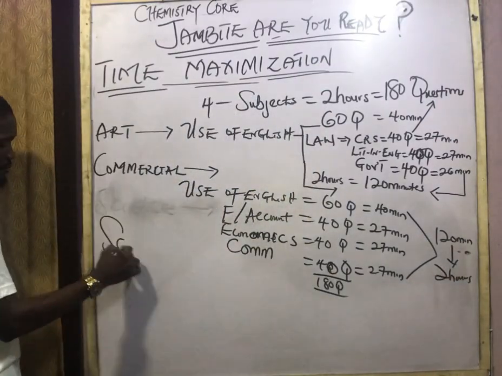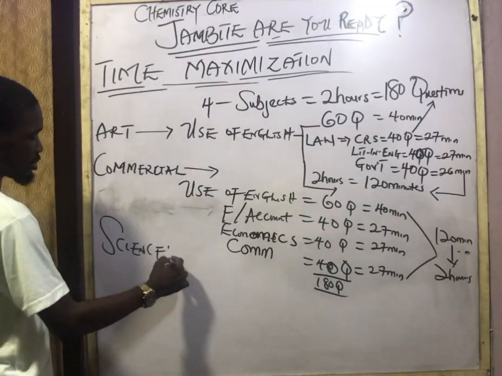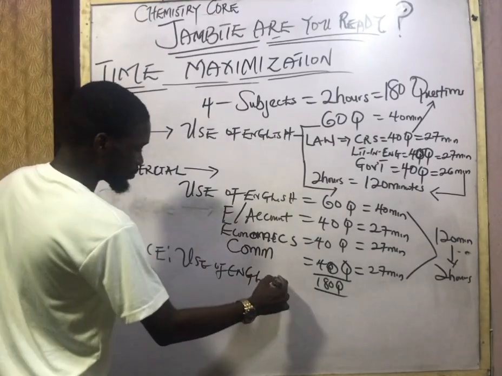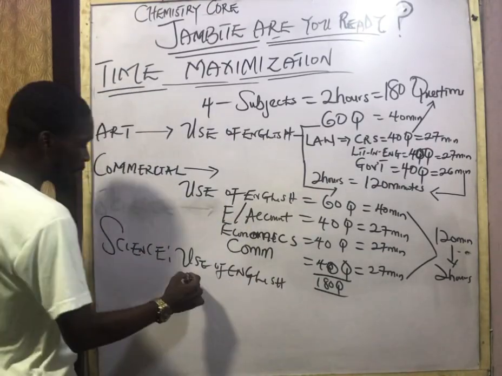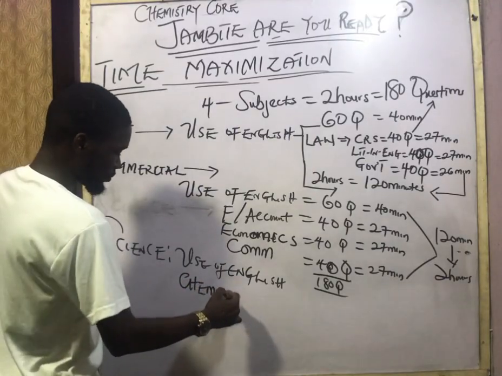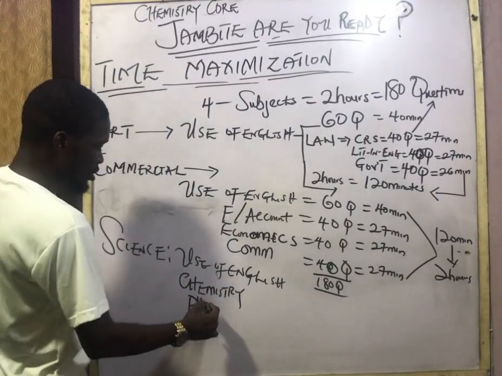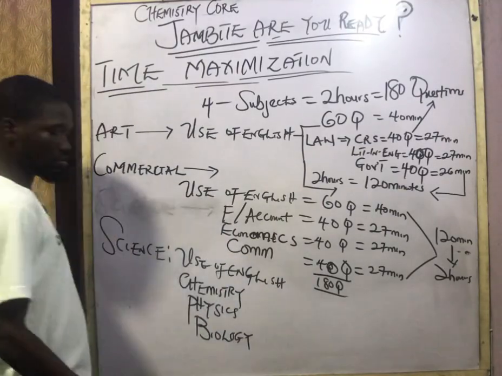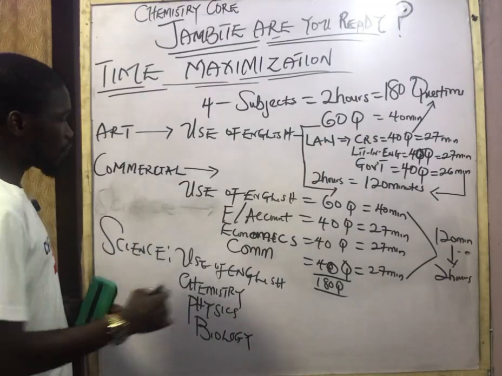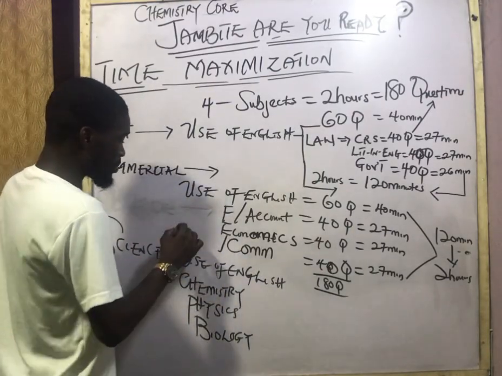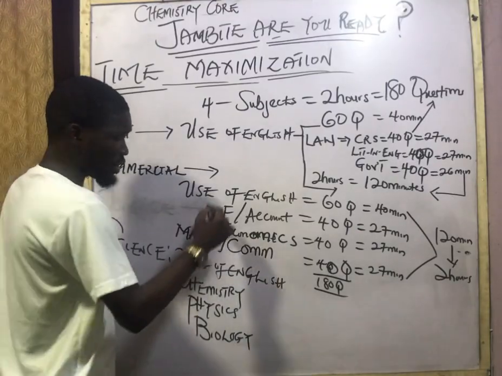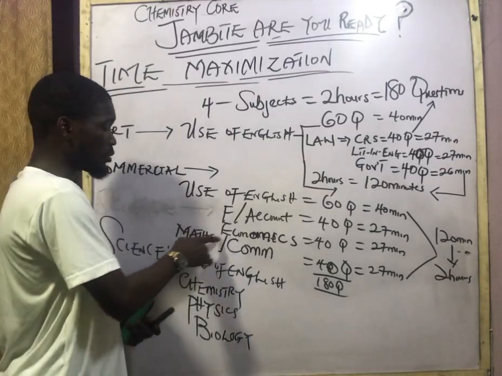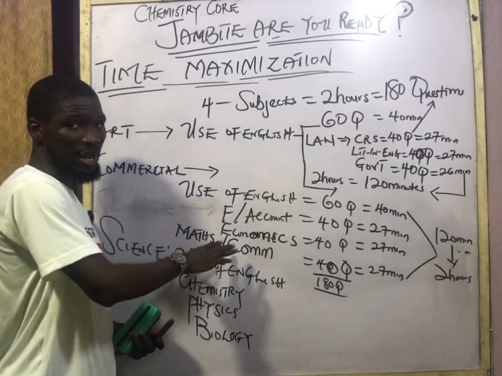As a science student that wants to study medicine, Use of English is compulsory. You have chemistry, you have physics, and you have biology. So for banking and finance, it is either you go with commerce or you take mathematics. Sorry, are you with me now? For that, you want to study banking and finance: financial accounts, economics, mathematics, preferably instead of commerce. Please take note of that.